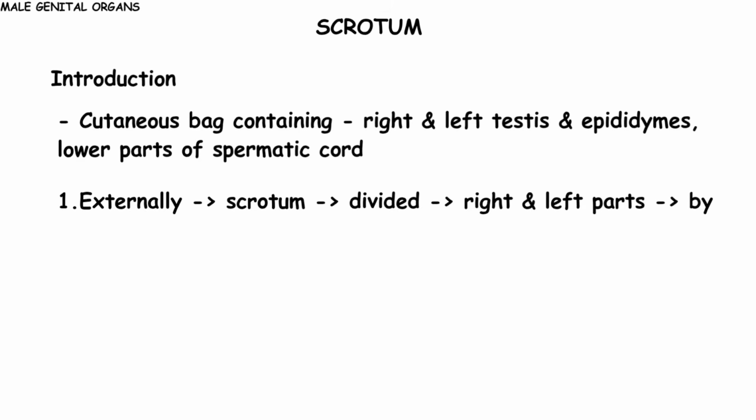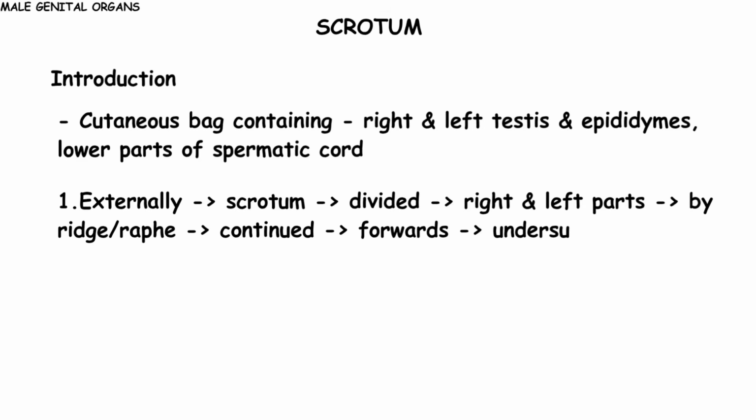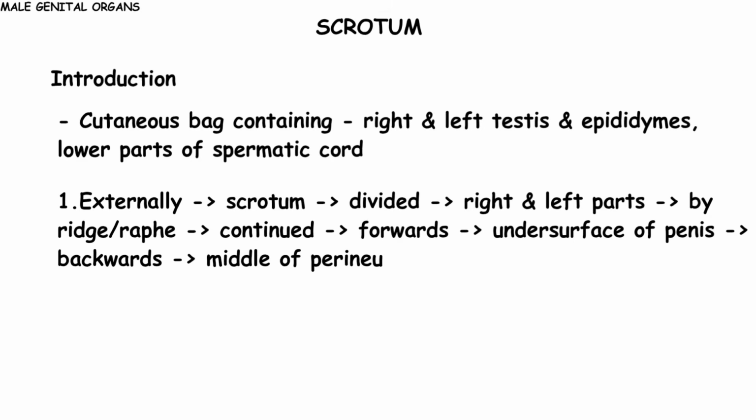First point: externally, the scrotum is divided into right and left parts by a ridge or a raphe, which is continued forward and backwards. Forward, it continues under the surface of the penis, and backward, it continues along the middle of the perineum to the anus.